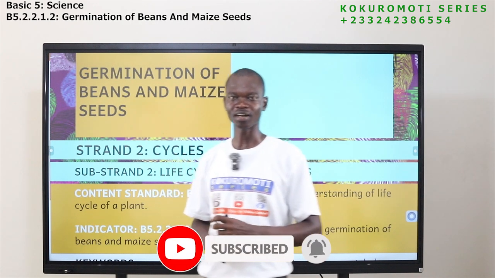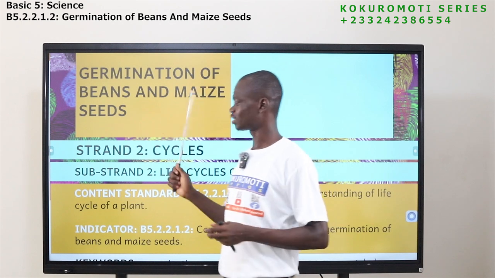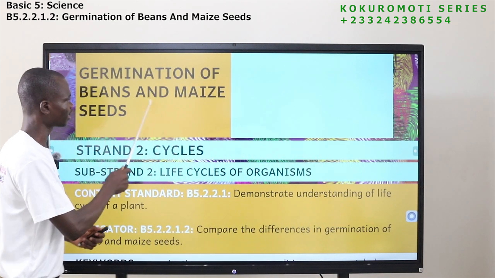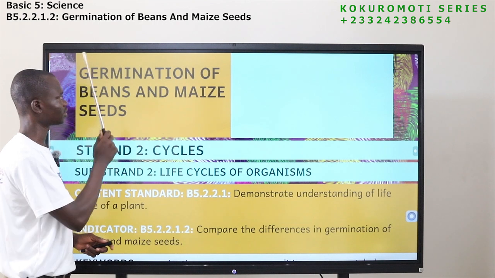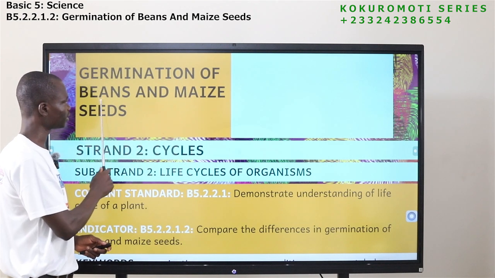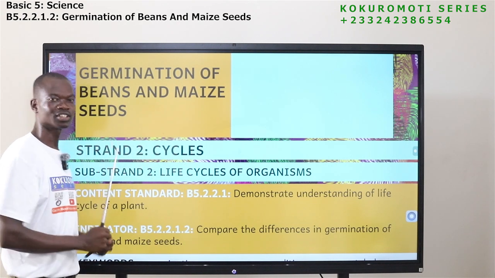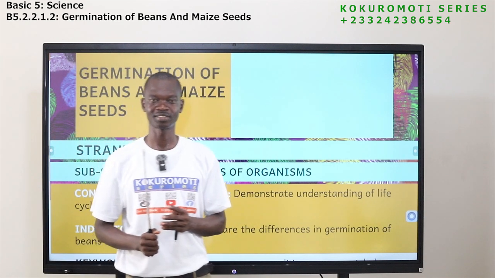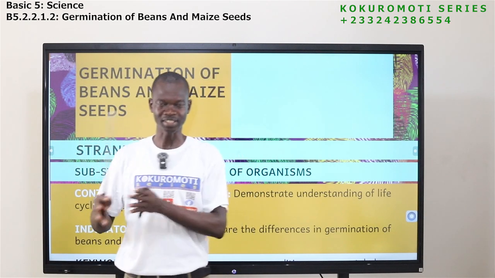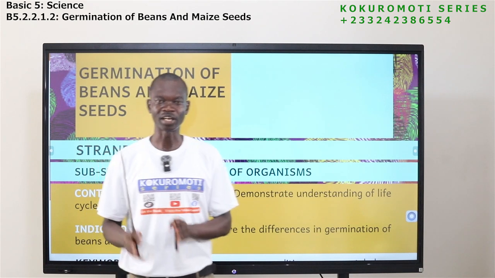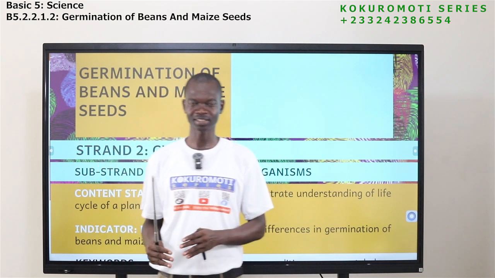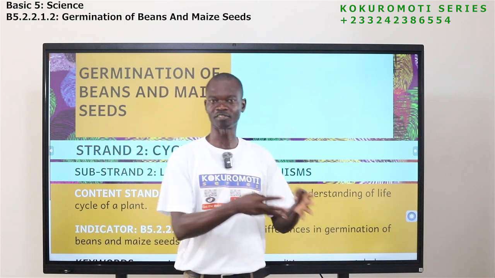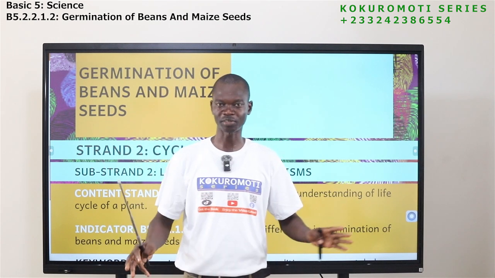Okay, so today what do we have? We have this as our topic: Germination of beans and maize seeds. So today's lesson is about germination of seeds, but we are looking at maize and beans. How seeds of maize germinate, how seeds of beans germinate. That is what we are going to learn.